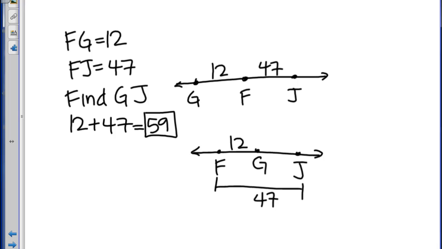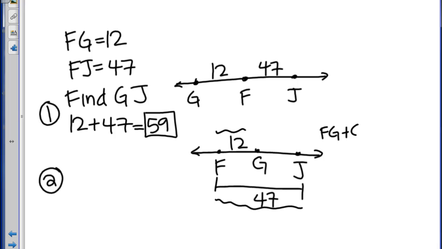Well, now, so this is the first way. This is one answer. Now we need to subtract because I have a whole length here, but then I only have part of this, and I know that FG plus GJ is equal to FJ because G is in the middle, so I know that those chunks will add to be FJ. Well, if that is true, then I know that 12 plus the piece that I do not know, I'll just put an X for that, is equal to 47.